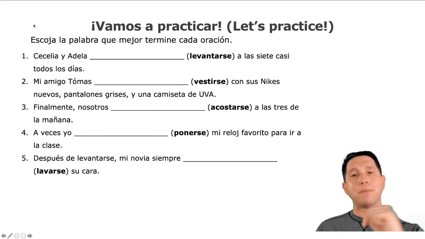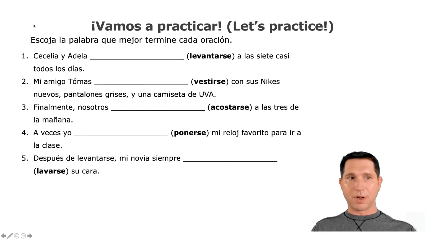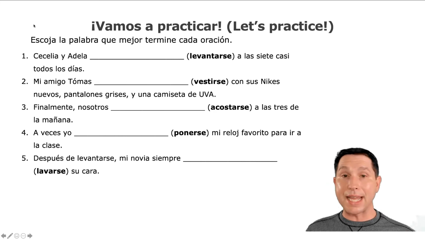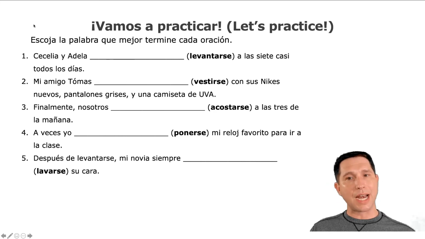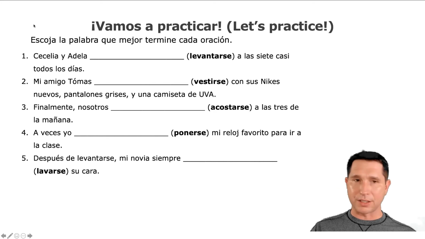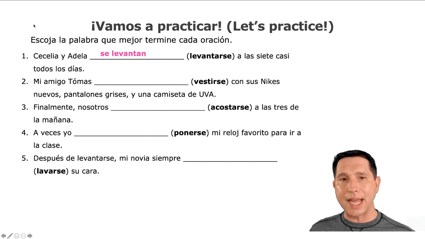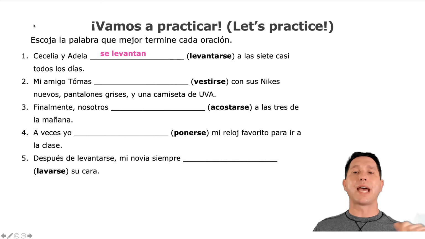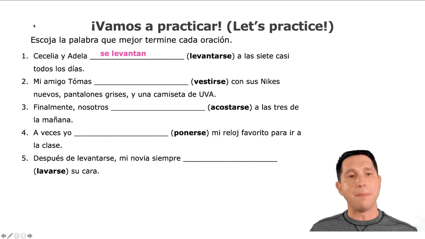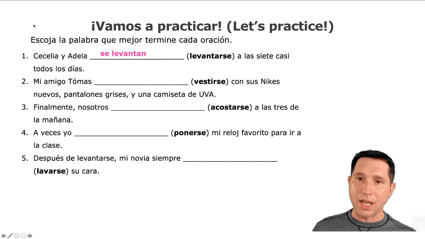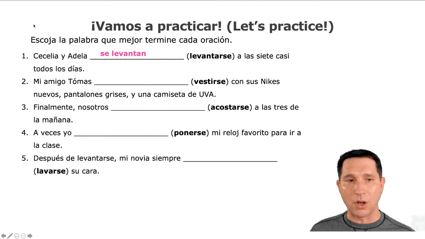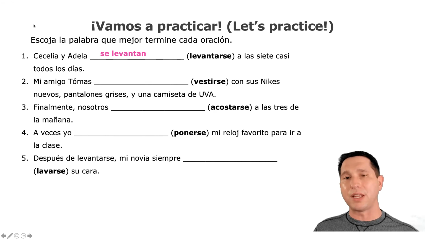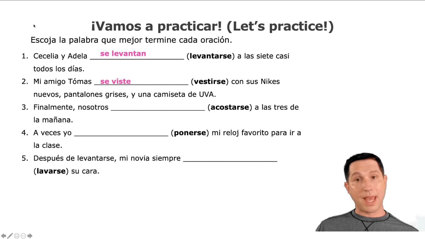Okay, chicos, vamos a practicar. Entonces, número 1, Cecilia y Adela levantarse a las 7 casi todos los días. Muy bien, Cecilia y Adela se levantan a las 7 casi todos los días. Mi amigo Tomás vestirse con sus Nikes nuevos, pantalones grises y una camiseta de UVA. Muy bien, mi amigo se viste con sus Nikes nuevos, pantalones grises y una camiseta de UVA.